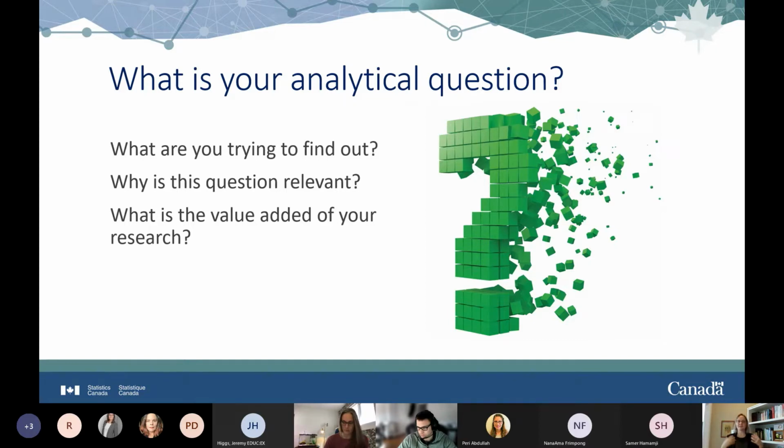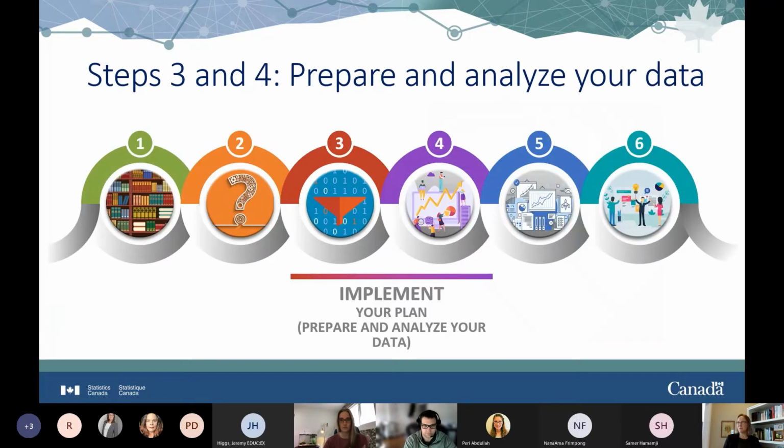These first 2 steps, identifying your topic, the context, the relevance, value added in your question, are really, really important. It's going to set the stage for a strong analysis or at least a clear plan, right? And it's my understanding that you've all gone through this process because you are already at steps three and four, you're in it. It's preparing and analyzing your data.